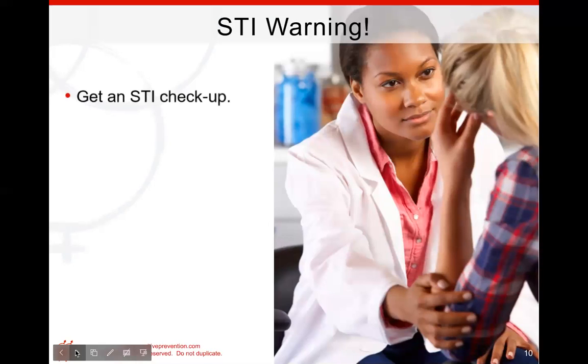So, an STI warning, get an STI checkup. If you have more than one partner, then you should get tested every 6 months. If you have one partner consistently, then you should get tested every year. You should also get tested, if possible, after every partner that you have sex with, regardless if it's protected or unprotected, just so that you're aware of your status constantly.